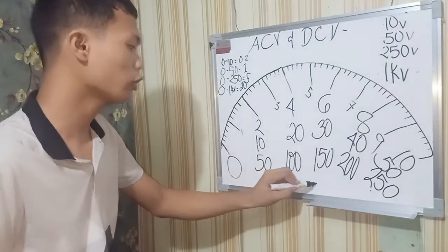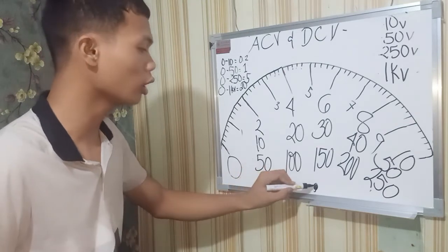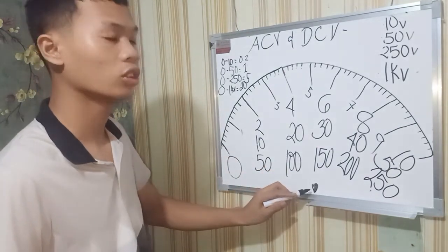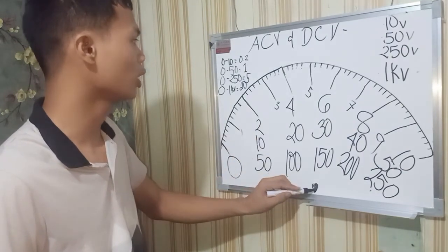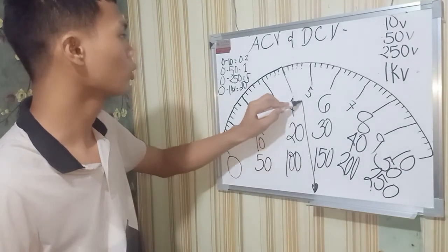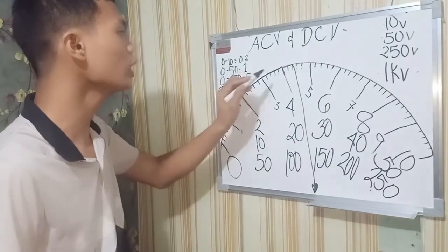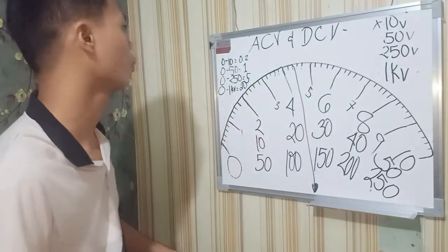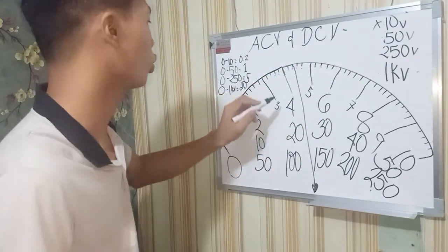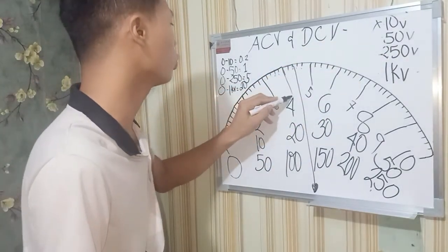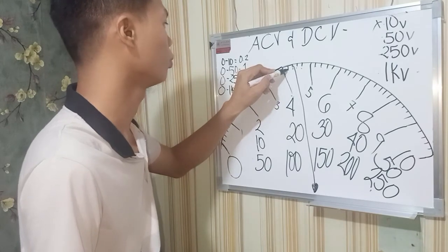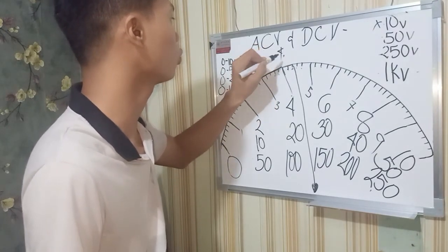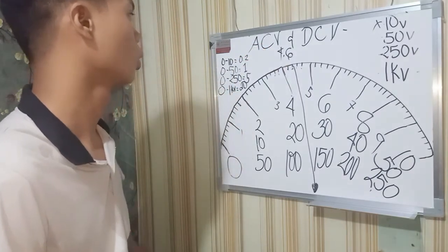If the pointer, for example, you measure a DC voltage, points towards here, what is the reading? If we use the 10 volt range, we count: 4.2, then 4.6. So the reading is 4.6 volt.